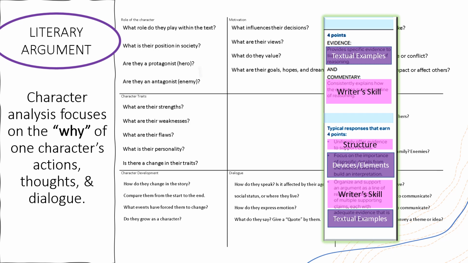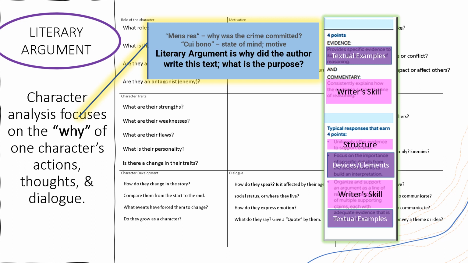I think another way of understanding the requirements of the literary argument essay is by comparing it to a crime. In criminal law, mens rea is questioning why the crime was committed, versus cui bono is motive. So your essay is to answer, why did the characters say, think, or act as they did according to the text? And here, text means theme. And then, what was the character's state of mind or reason or purpose? That would be according to the motive.